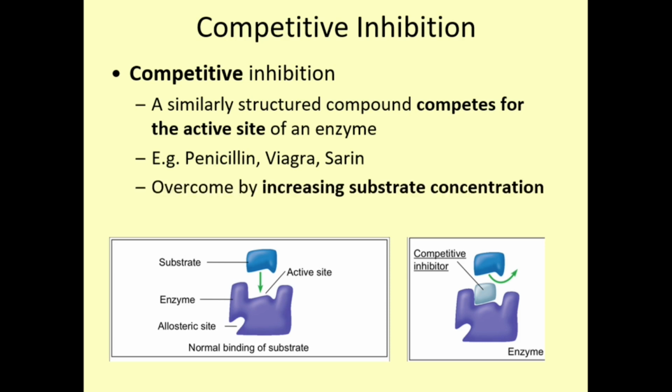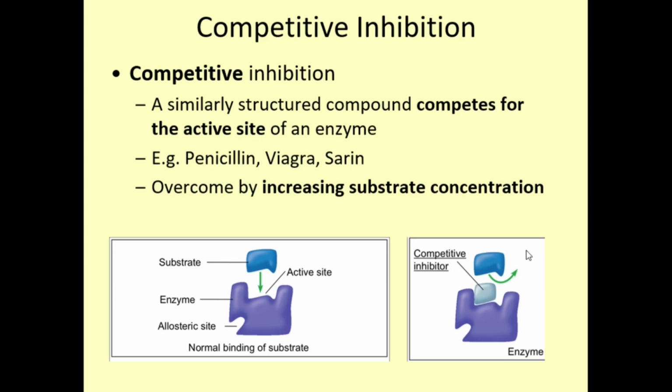Now, one way that you can actually overcome a lot of competitive inhibition is by increasing the amount of natural substrate that we have. So what we are doing with competitive inhibition is we are adding a competitor for access to the active site. So if you increase the substrate concentration, well, now you have more chances of the substrate actually making it into the active site rather than the competitive inhibitor making it in.